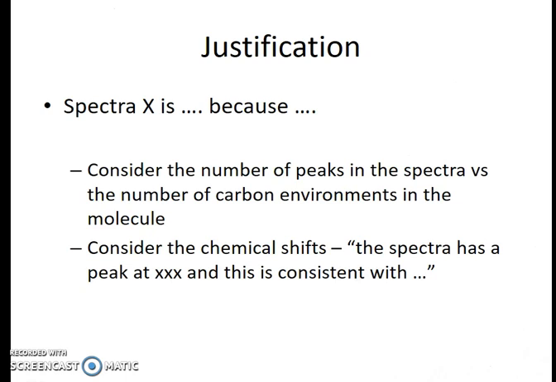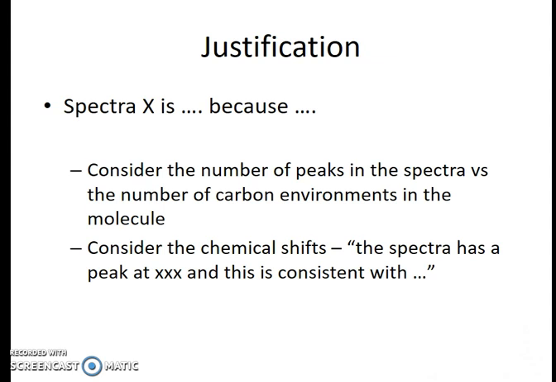Okay, so when you're justifying which spectra you think belongs to which compound, you need to talk about the number of peaks in the spectra versus the number of carbon environments in the molecule. So spectra A must be compound X because compound X has X number of carbon environments and there are the same number of peaks in the spectra.